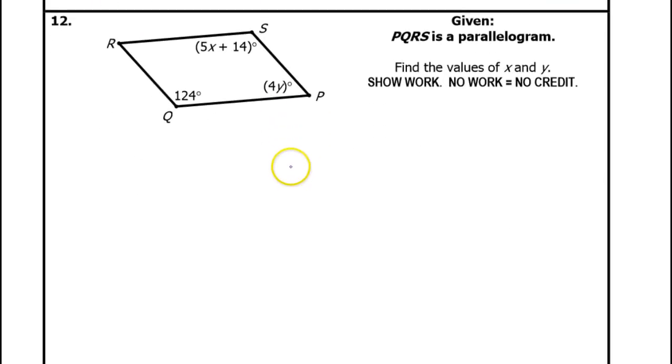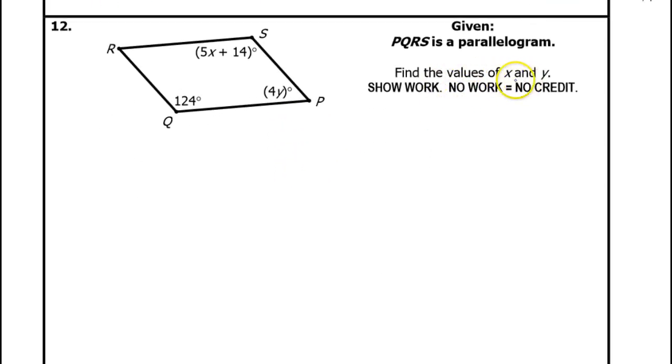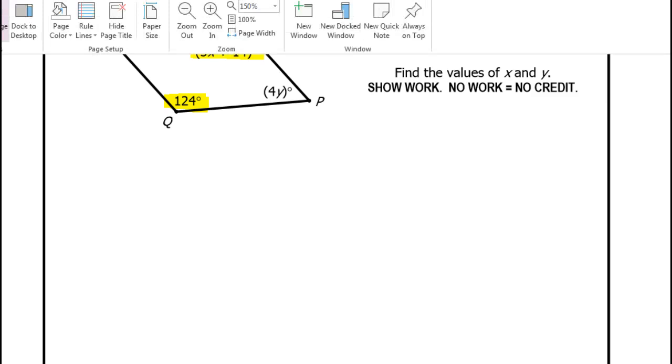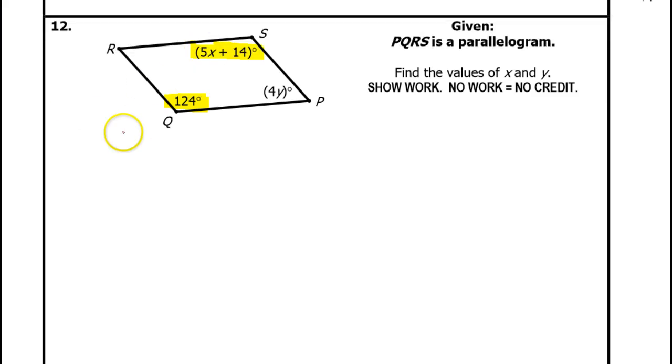Alright, number 12. Find the values of x and y. Alright, so this is a parallelogram. It's not a rectangle. But there are some things that we know. Opposite angles are congruent. So these two angles are opposite angles. They must be congruent. So I can just make this little equation that goes 5x plus 14 should equal 124.